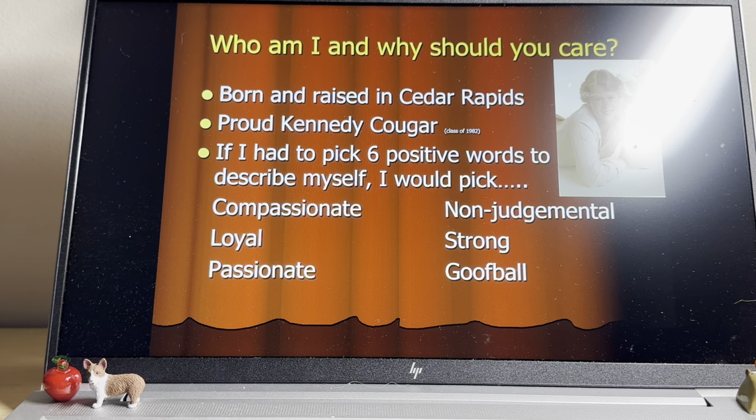So if I had to pick 6 positive words to describe myself, I would say I'm compassionate to my students. My students go through a lot of stuff in terms of life. A lot of you have lived a lot of life already. So when you run into obstacles, I'm very compassionate with that. I'm loyal to my students, meaning that I'm always going to pick doing your grading first over, say, an administrative function like a committee meeting.